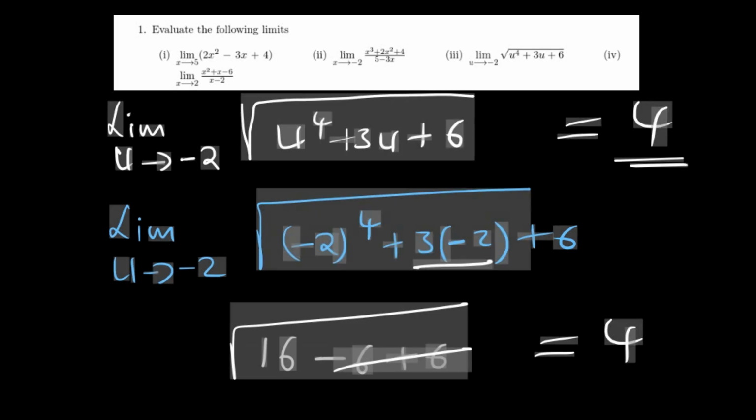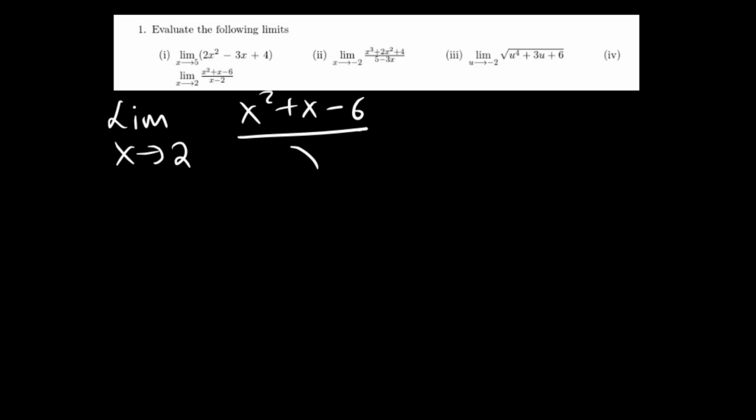Simple and straightforward concepts. Now we're on number 4. Number 4: the limit as x approaches 2 of (x squared plus x minus 6) over (x minus 2). Now this is a part where if you substitute a 2 where there's x, the denominator becomes 0, which makes the whole expression undefined. So at this point, what we usually do is factorize.